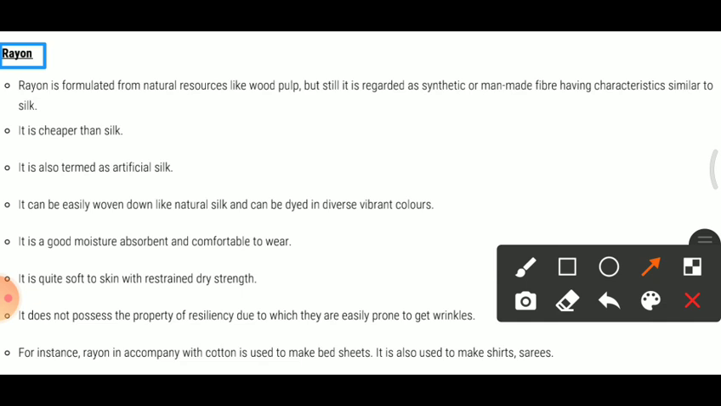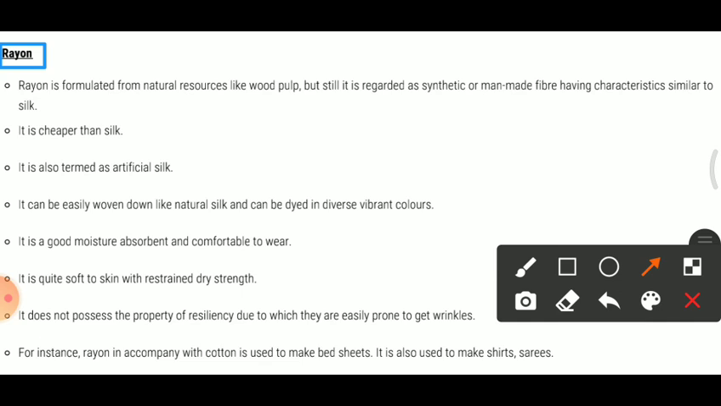Towards the end of the 19th century, scientists were successful in obtaining a fiber having properties similar to that of silk. Such a fiber was obtained by chemical treatment of wood pulp. This fiber was called rayon or artificial silk. Although rayon is obtained from a natural source, wood pulp, yet it is a man-made fiber. It is cheaper than silk and can be woven like silk fibers. It can also be dyed in a wide variety of colors.